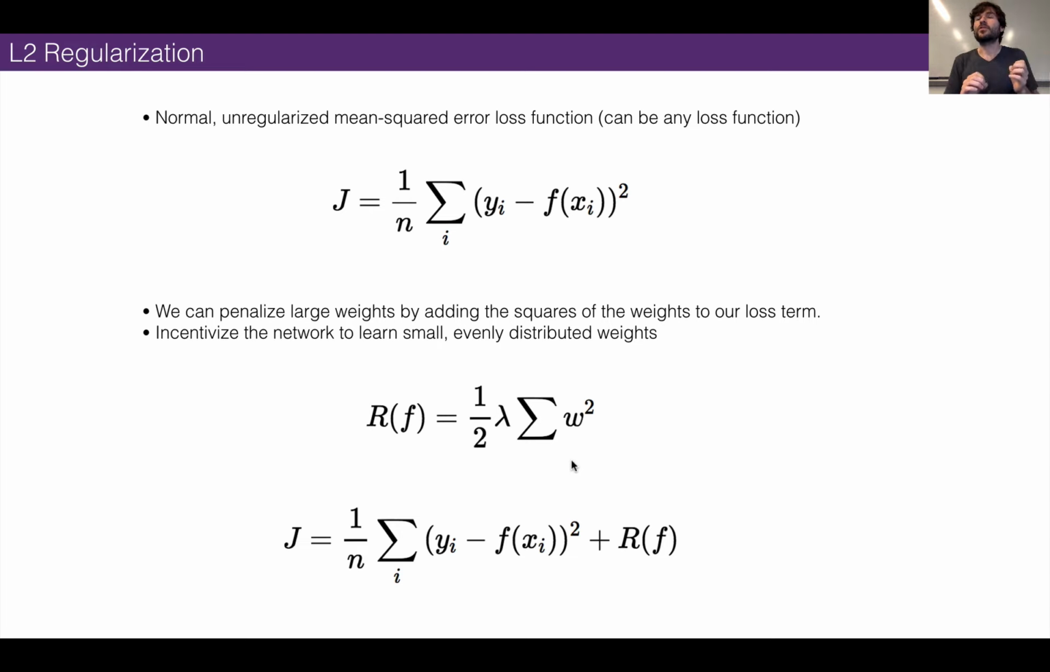So this is one form of regularization. It's called L2 regularization. L1 regularization would be if, instead of squares, we had absolute values. And L3 would be cubes and so on. But usually you'll see L2.